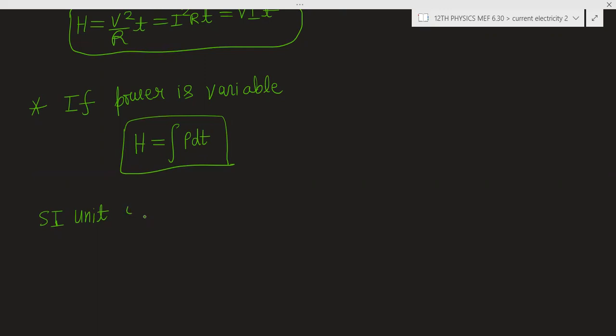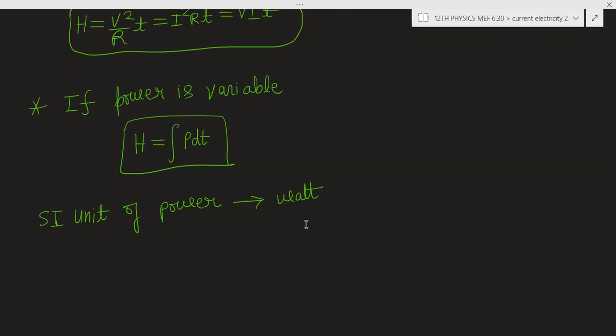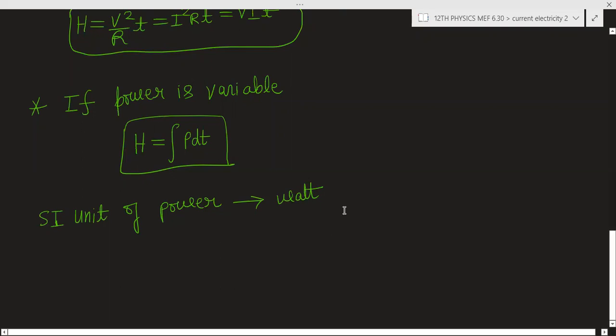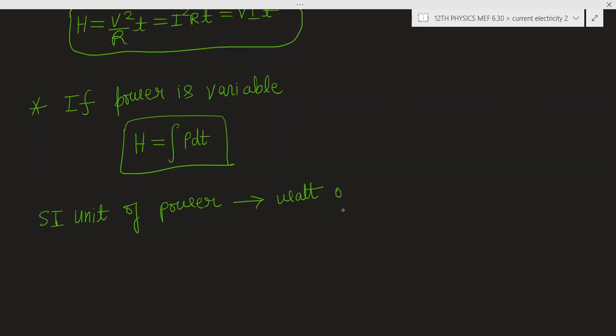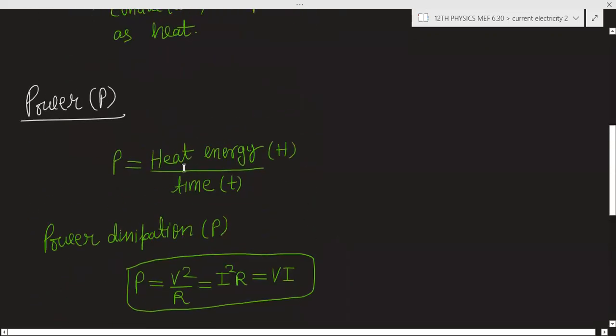So the SI unit of power is watt. W-A-T-T, watt. It is named after James Watt, a scientist who made a steam engine. So this is watt, and you can also calculate the unit from here.